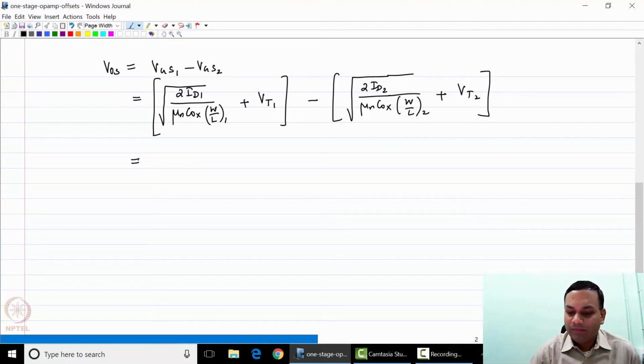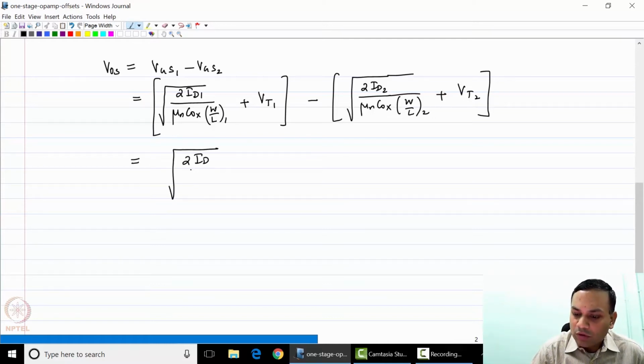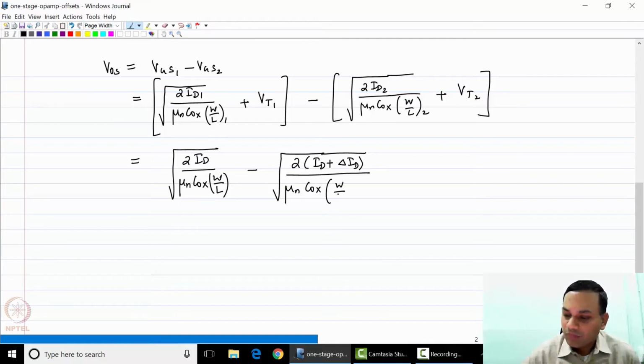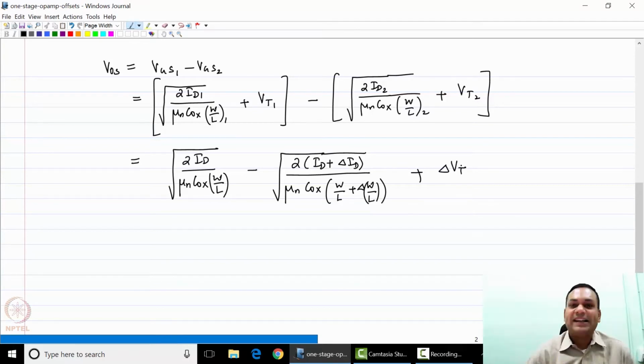We are going to rewrite this expression as root of 2ID over mu n Cox W over L, minus root of 2 into ID plus delta I over mu n Cox into W over L plus delta W over L, plus VT1 minus VT2, which happens to be delta VT.